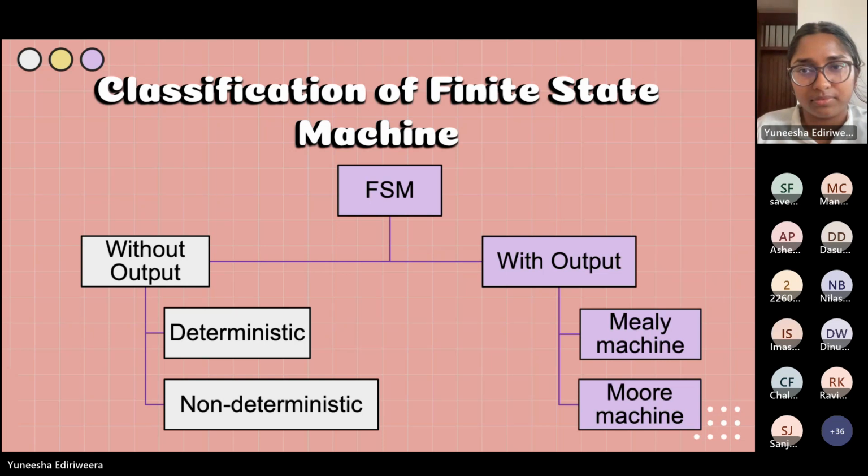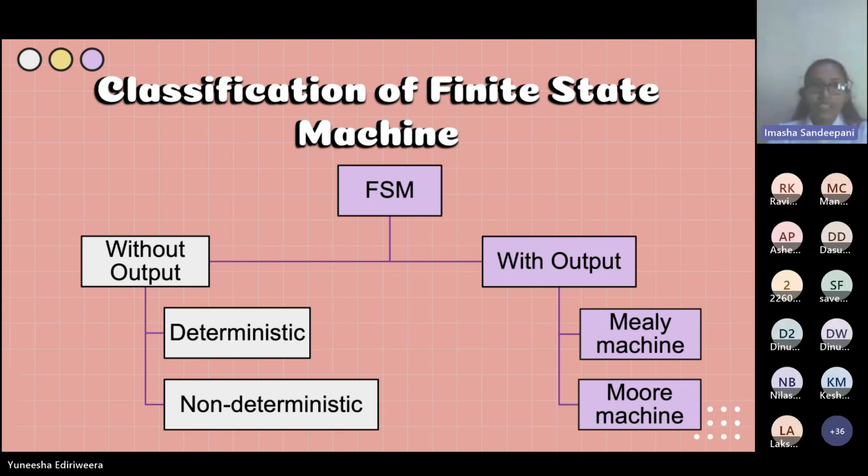Thank you, Yunisha. Mainly, FSM is divided into FSM with outputs and FSM without outputs. FSM without outputs are classified again as deterministic finite automata and non-deterministic finite automata. When it comes to FSM with outputs, Mealy machine and Moore machine are considered as the main two types. Next slide.